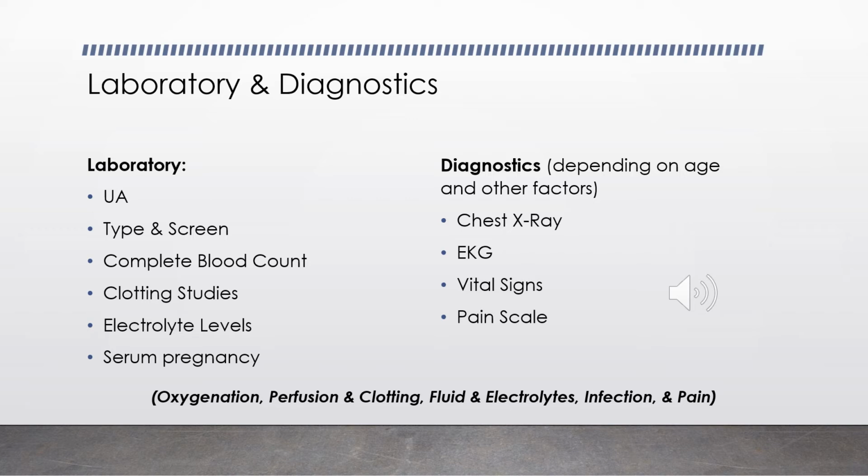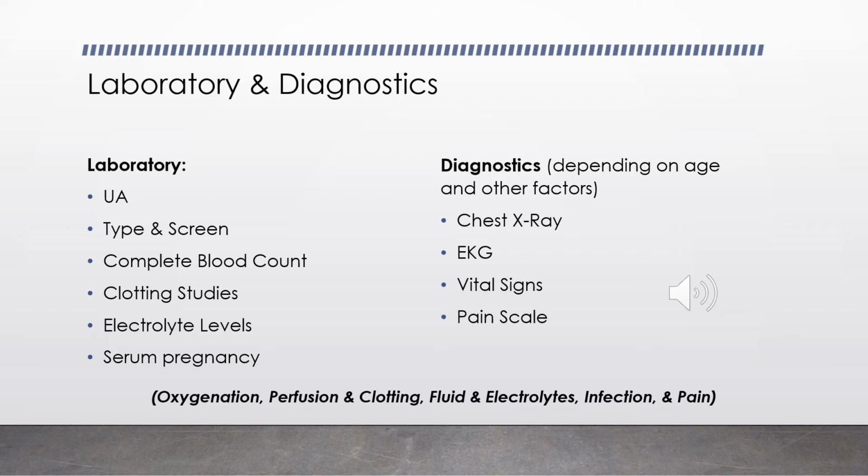Our patients, we want to make sure laboratory-wise they get a complete blood count. So that CBC, remember, includes looking at the white blood cell, looking at the red blood cell. So for the white blood cell, we're looking at infection. For the red blood cell, we're looking at anemia. The CBC also tells us about platelets. So we're looking at clotting.